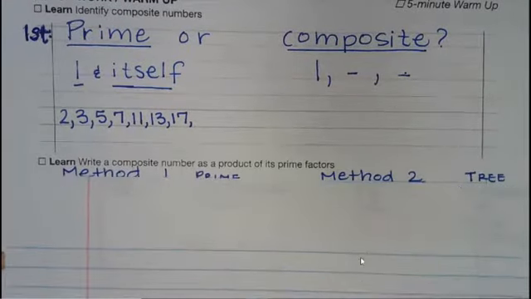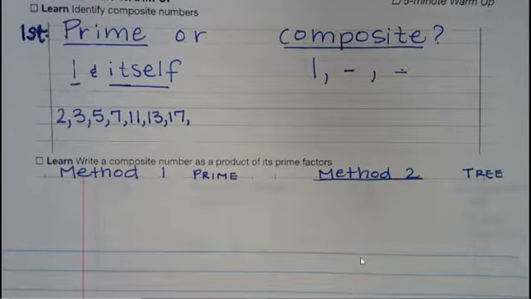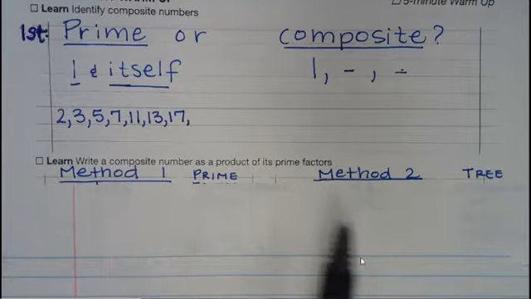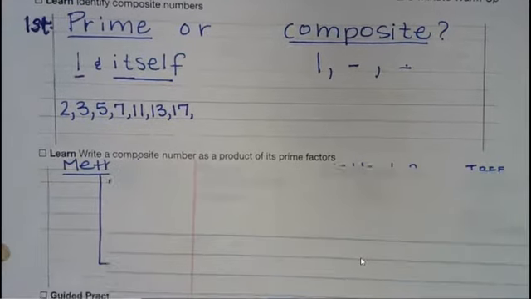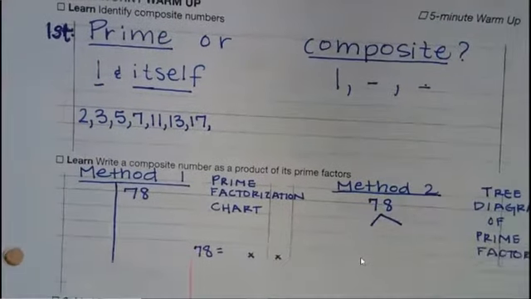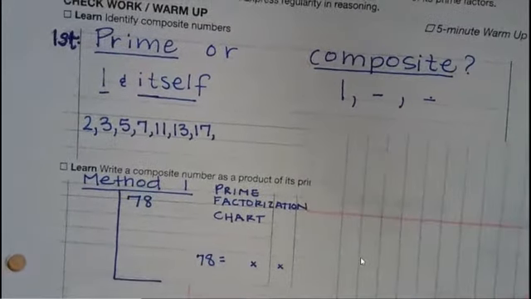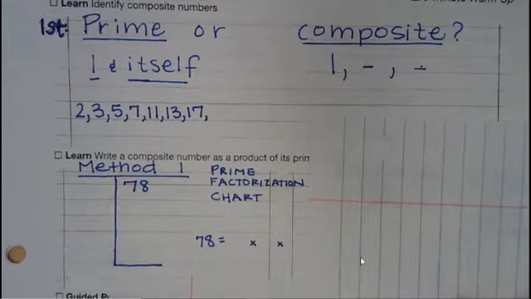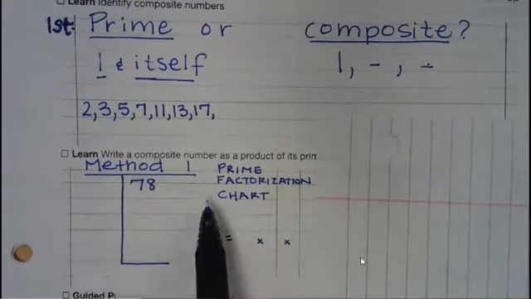So you guys know how to write composite numbers. We're going to write composite numbers as a product of their prime factors. So you guys have done this using 2 different methods, possibly in the past. If not, we'll learn them and review them today. So the first one that we're going to look at is the prime factorization chart. Okay, so it looks like this. If you haven't used it before, that's okay. We'll learn how to use it.